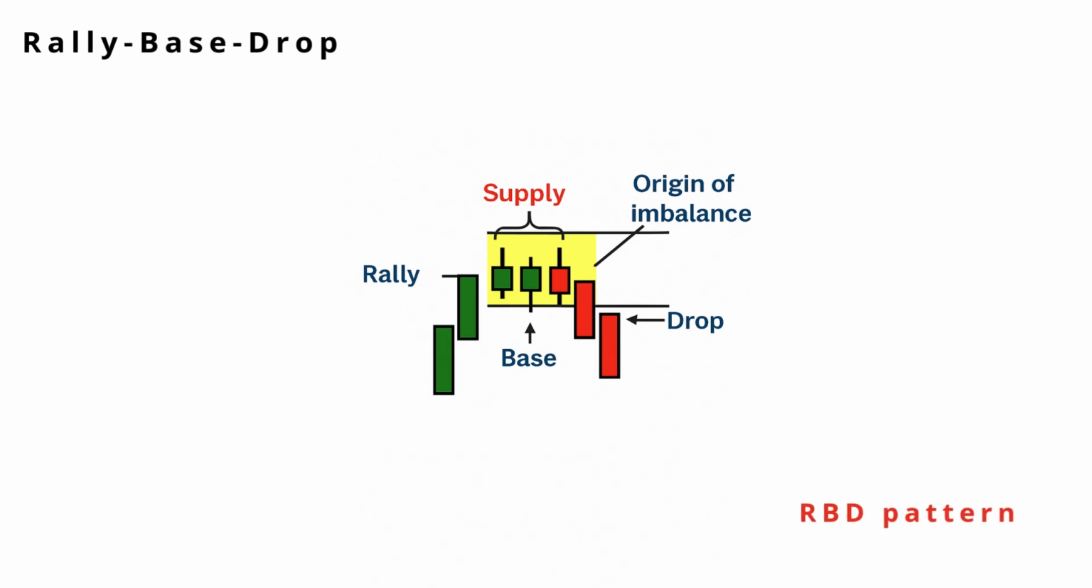4. Rally-base drop, RBD. And finally, we have the rally-base drop, or RBD pattern. This is another key reversal pattern, signaling a potential shift from an uptrend to a downtrend, creating a new supply zone. Let's break down the RBD.